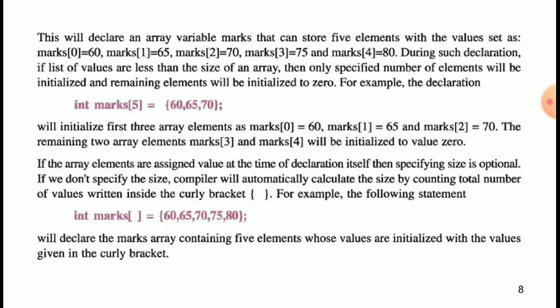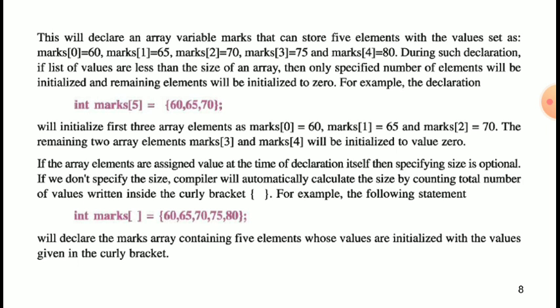This will declare an array variable marks that can store 5 elements with the values set as marks[0] equals to 60, marks[1] equals to 65, marks[2] equals to 70, marks[3] equals to 75 and marks[4] equals to 80.